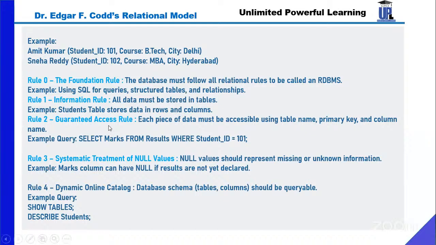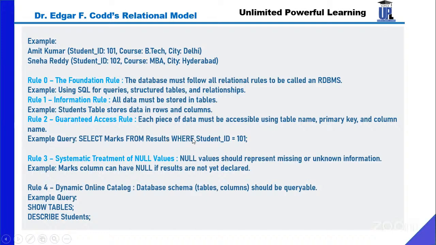The second rule is the guaranteed access rule. That means each piece of data must be accessible using table name, primary key, and column name. So when student ID is equal to 101, that is the primary key. Using the primary key with the table name, where results is a table, we are able to retrieve that.